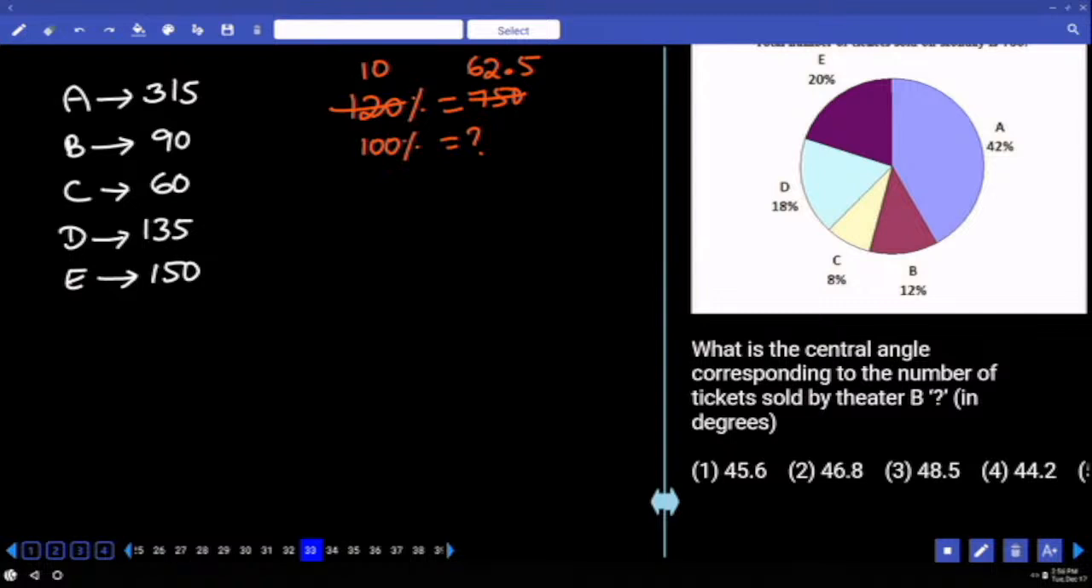Central angle corresponding to the number of tickets sold by theatre B అన్నారు. B how much percent? ఏమా, what is 1% value? 3.6 degree. 12% అంటే 12 into 3.6. 12 3 times 36. 12 6 times, పాయింట్ ఉంది కాబట్టి 7.2. 36 plus 7.2, 43.2 degree is your answer.